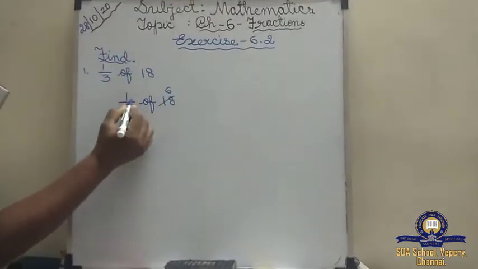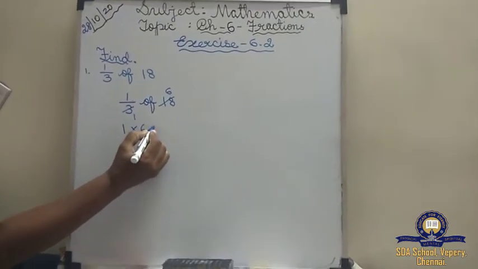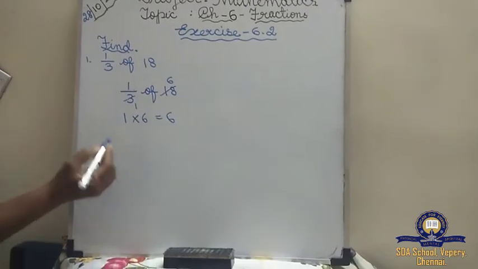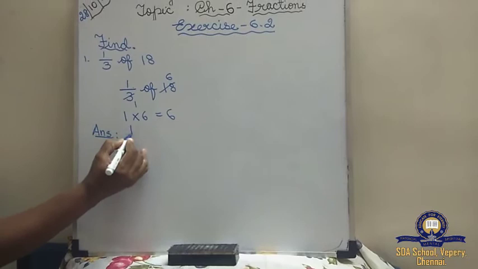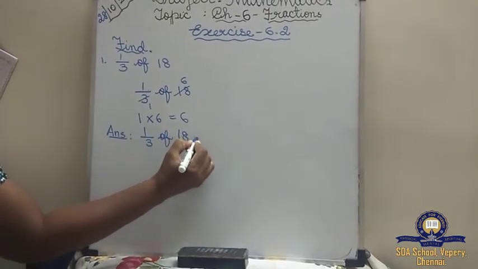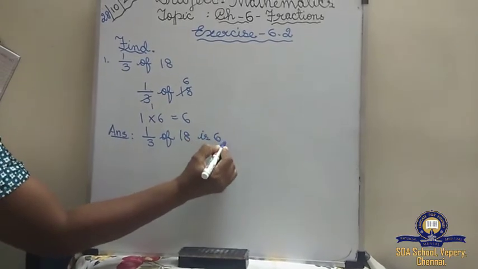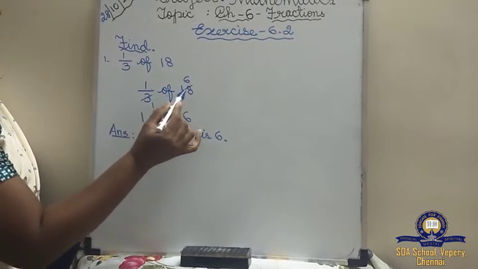Now these two you have to multiply. So 1 into 6 is equal to 6. So what's the answer? The answer is 1 by 3 of 18 is 6. Understood children?